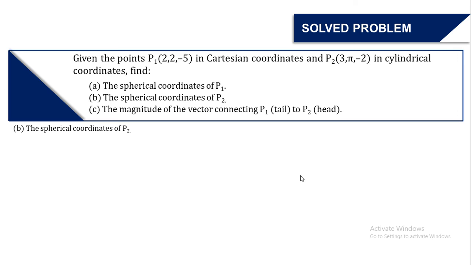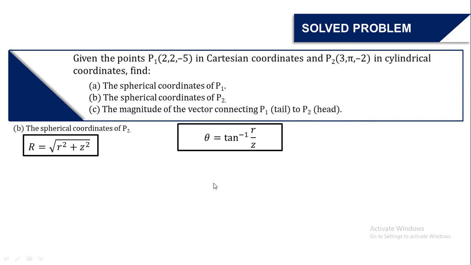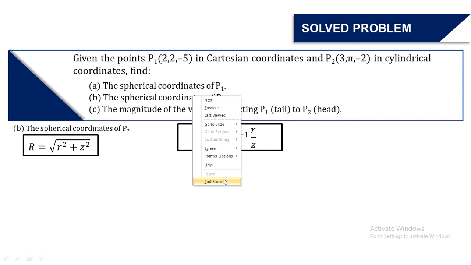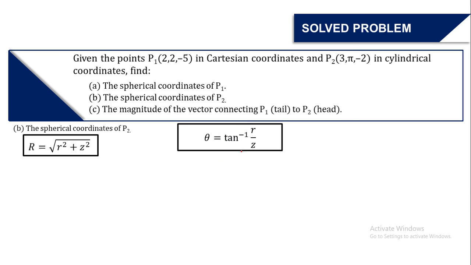Next naman is, we are to find the spherical coordinates of point 2. Point 2: 3, pi, negative 2. So, yun ang gagamitin natin, no? Then, yung para sa phi naman, phi is always equal to phi. So, unahin na natin yung r.